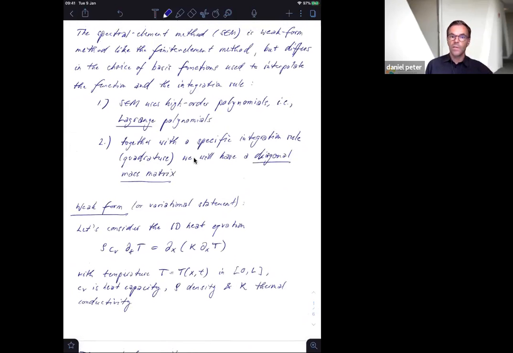So the main ingredients: we use Lagrange polynomials for the function expansion, together with this GLL quadrature rule. Then we will find that we have a diagonal mass matrix. And that's the whole magic, basically, of the spectral element method. So next time will be a bit tedious. We write these things out, but then you see how we come to these main conclusions.